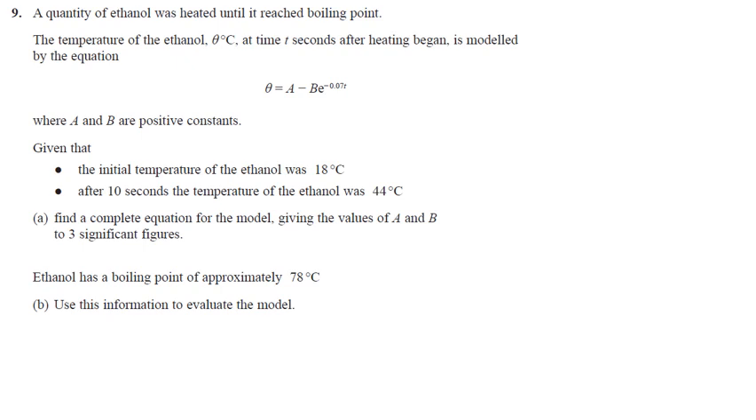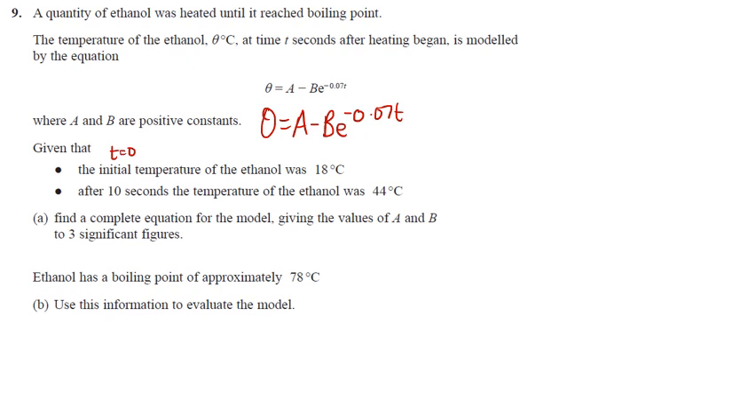Question 9. I'll write this a little bit bigger. You might not be able to read it properly on the video. So we're told that the temperature of some ethanol is described by that model. So A and B are some positive constants defined. And we've also got some initial conditions. So remember, initial means t equals 0.